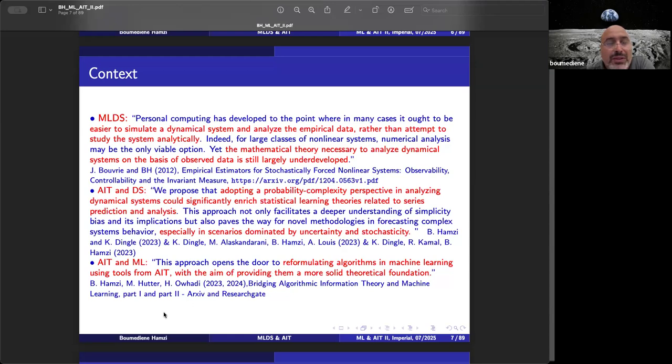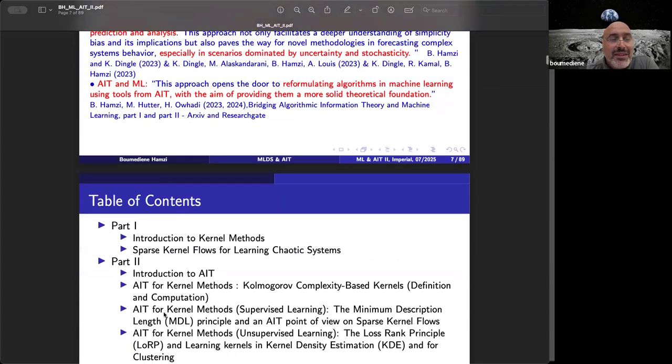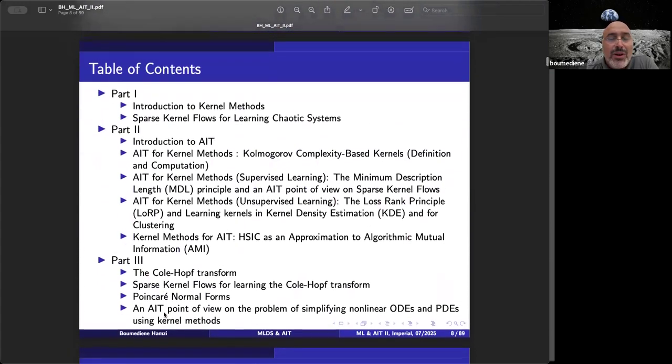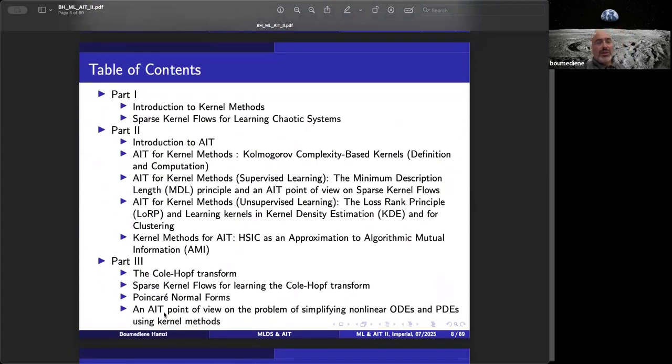So it's much like a two-part paper, but actually there's a third one that is coming. I try to prepare for the argument of the third paper in this talk, but I'll see how it goes. This is the outline of the talk. I'll talk about kernel methods and how sparse kernel flows, which is a method for learning chaotic dynamical systems, is a very efficient method, and how it can be reformulated using AIT techniques as a machine learning method.